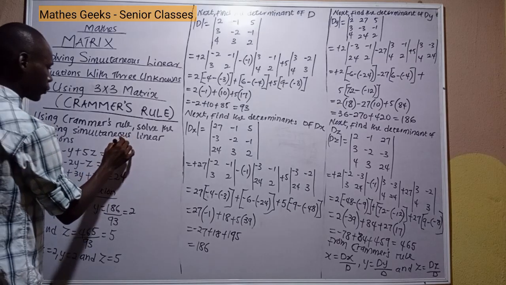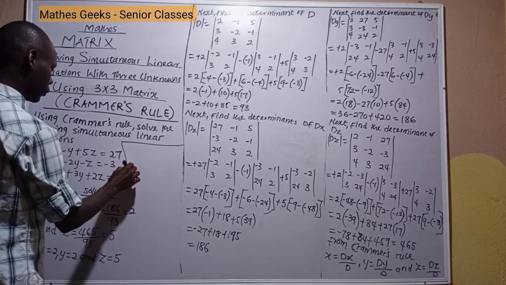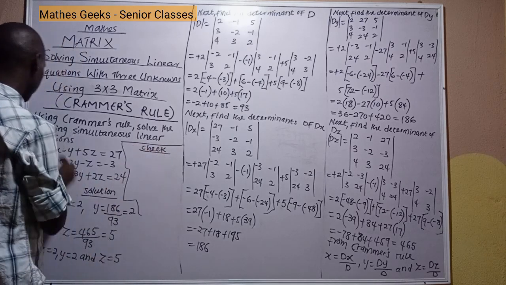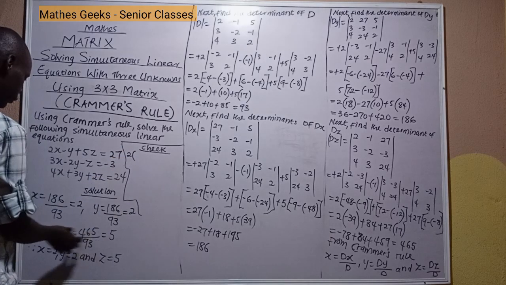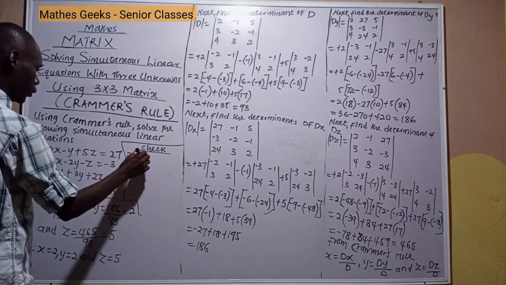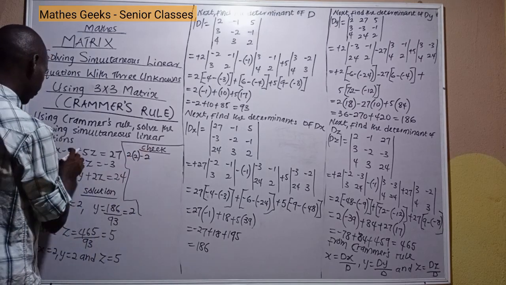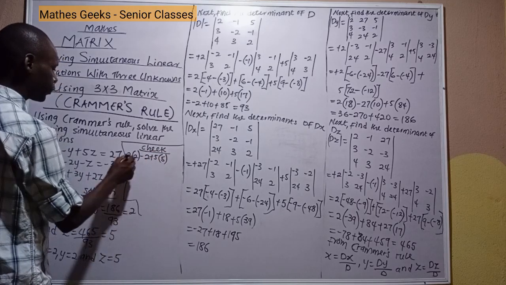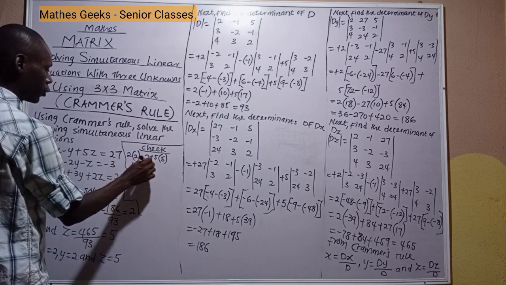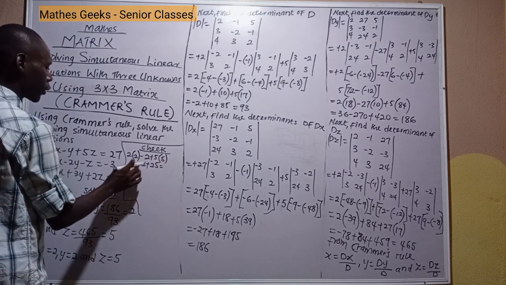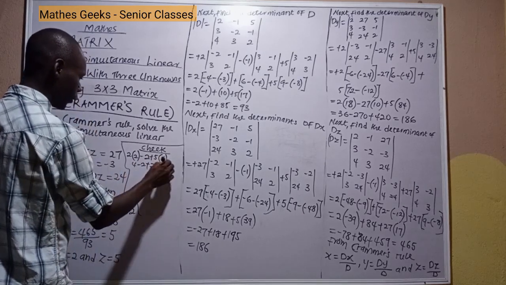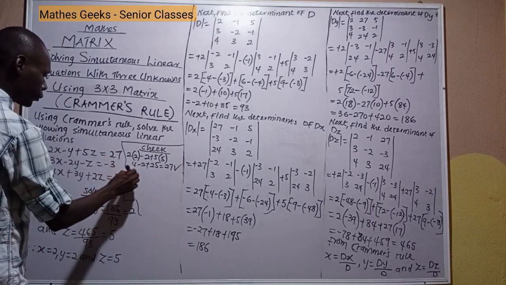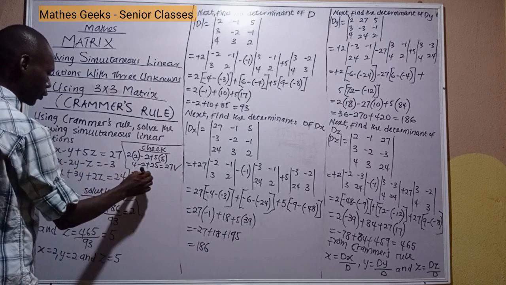So let's run our check. Check. So 2x, x is 2, minus y is 2, plus 5z, z is 5. 2 times 2, 4 minus 2. 5 times 5 is 25. 4 minus 2 is 2. 2 plus 25, 27. What do we have here? 27. Check.